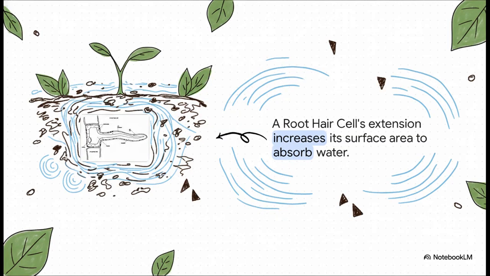And then in the plant world, look at a root hair cell. It grows this long, skinny extension that dramatically increases how much surface area it has. And why would it do that? To be as efficient as humanly or plantly possible at soaking up water and minerals from the soil. Just another brilliant design for a very specific job.